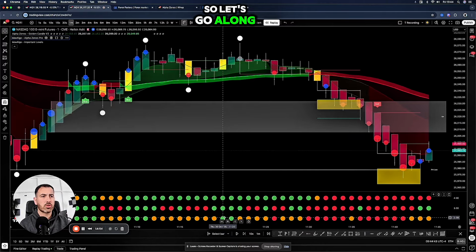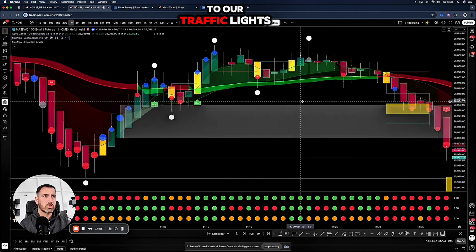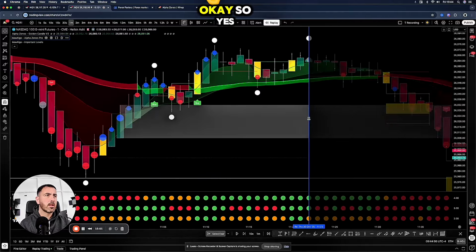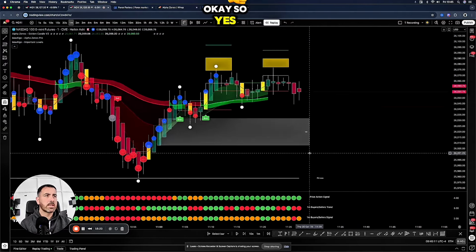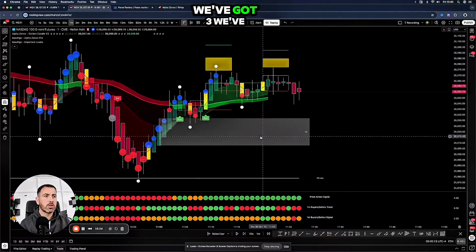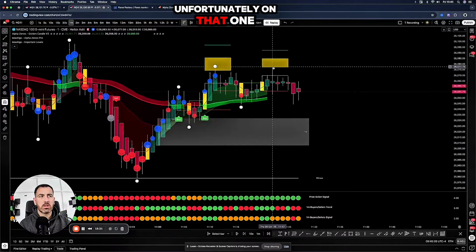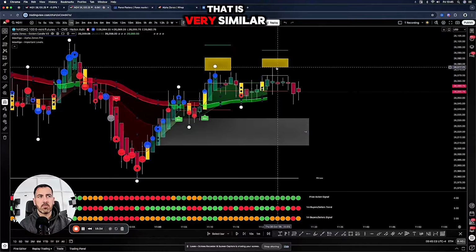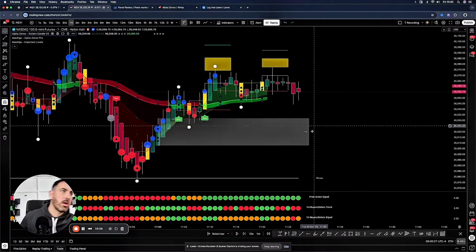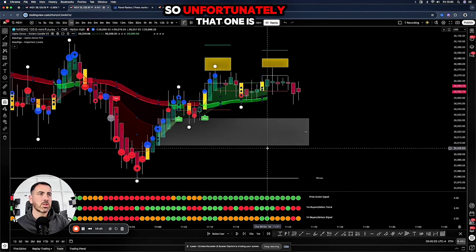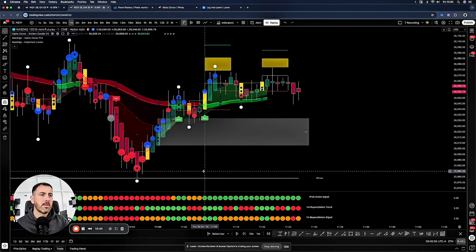Okay, so let's go along to our traffic lights. There's 1 minute. Okay, so yes, this is bullish. We've got three traffic lights up to the golden zone. Unfortunately, on that one, as I say, that is very similar to the other one where it just doesn't get to our zone. And we have that big wick up and wick down. So unfortunately, that one is a loss.